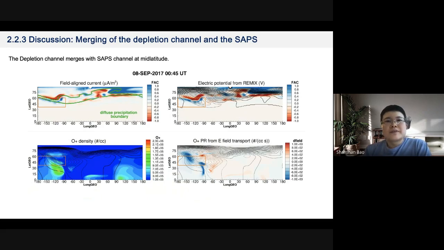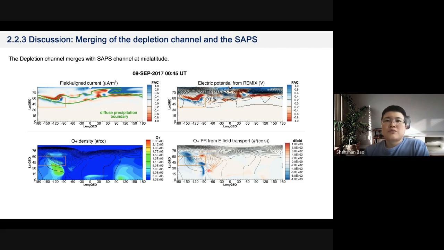As for the fate of this depletion channel, during the later stage, what I'm showing is the contour of the diffuse precipitation, and it only covers part of region 2, and it generates a very strong SAPS electric field. This depletion channel later merged into SAPS, and from the production rate of O+, you can see it merging into the SAPS region, causing O+ depletion in that area.